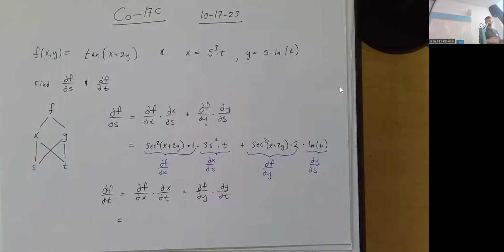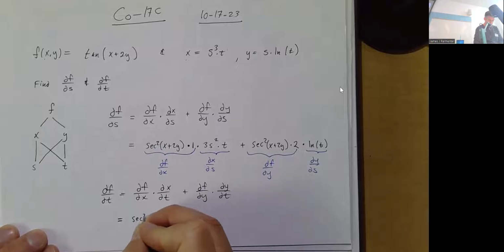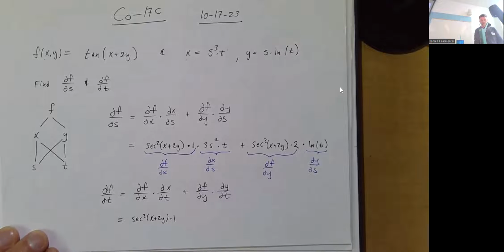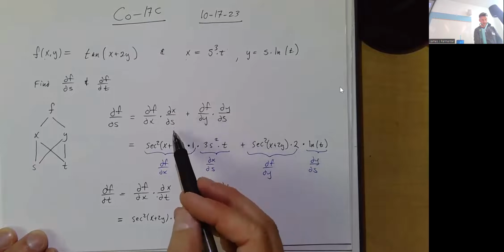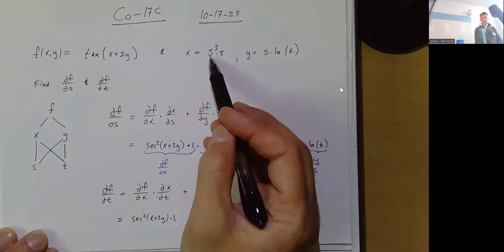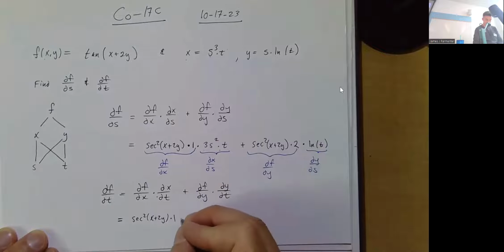The nice thing about finding this other partial derivative is that the del f del x is the same as it was before. So when we find del f del x, it's still going to be secant squared of x plus 2y times 1. But the del x del t part is going to change, right? Before it was del x del s, which is 3s squared times t. Now del x del t is going to be this constant s cubed times the derivative of t, which is 1. So you're just going to get an s cubed there.